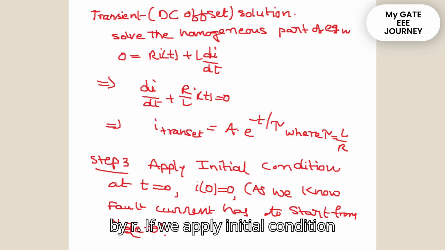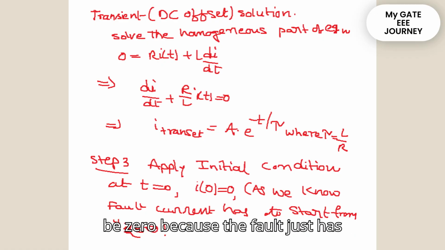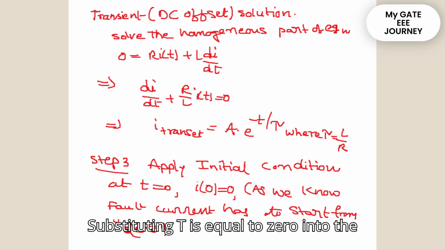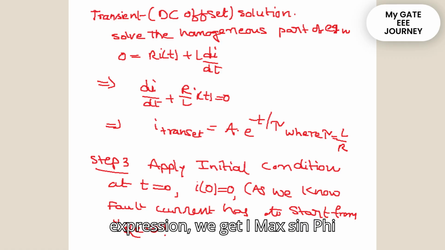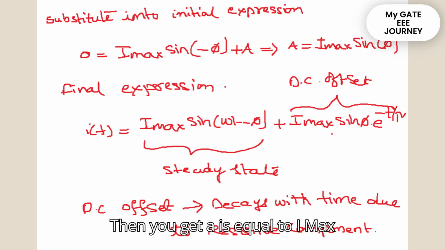If we apply the initial condition at t equal to 0, the current must be 0 because the fault has just started. So I of 0 is equal to 0. Substituting t equal to 0 into the expression, we get I max sin(phi minus phi) plus A is equal to 0. Then you get A is equal to I max sin phi.